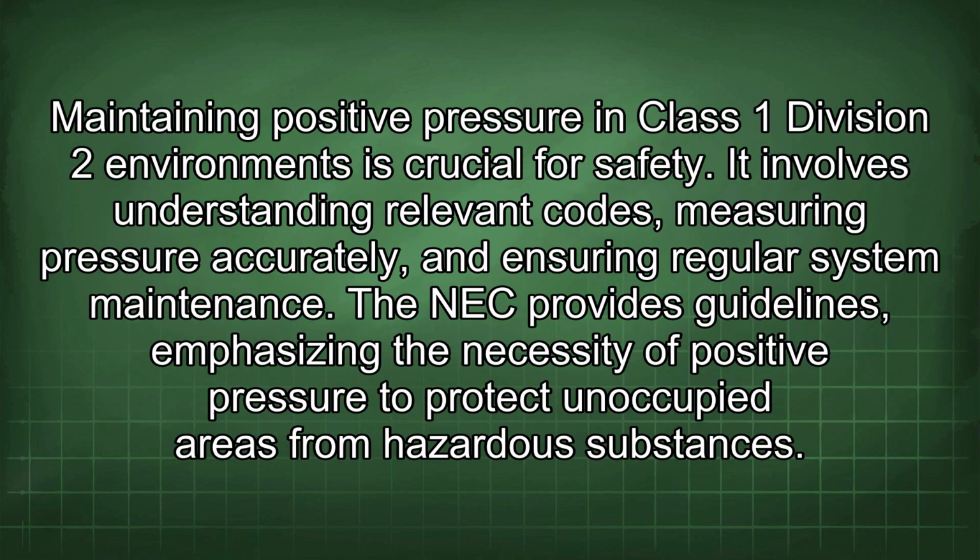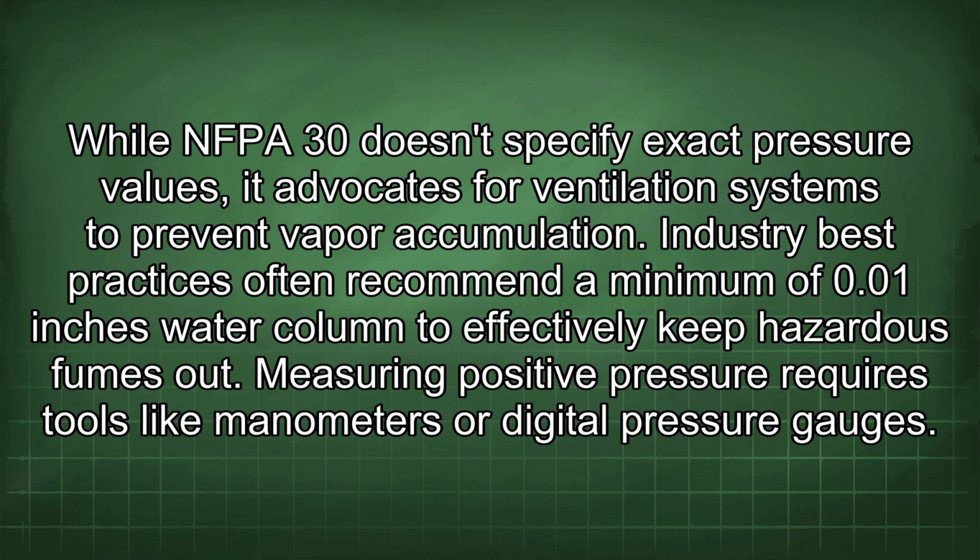Maintaining positive pressure in Class 1 Division 2 environments is crucial for safety. It involves understanding relevant codes, measuring pressure accurately, and ensuring regular system maintenance. The NEC provides guidelines emphasizing the necessity of positive pressure to protect unoccupied areas from hazardous substances. While NFPA 30 doesn't specify exact pressure values, it advocates for ventilation systems to prevent vapor accumulation. Industry best practices often recommend a minimum of 0.1 inches water column to effectively keep hazardous fumes out.